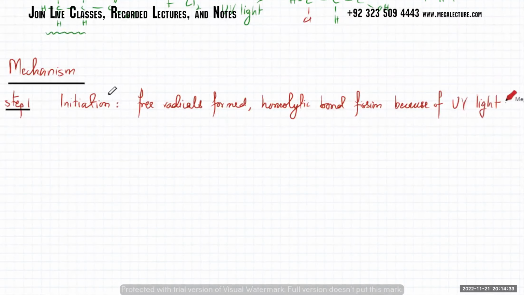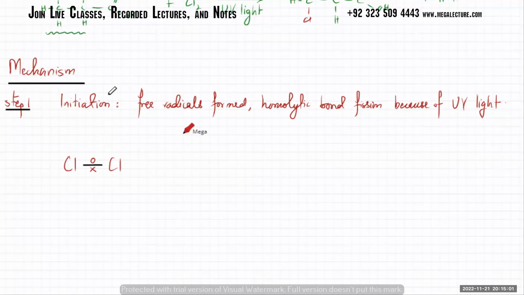Now, here's what you're going to draw. There's a Cl2 molecule, and this Cl2 molecule obviously has a bond. The 2 Cl atoms are bonded to each other. They're sharing 1 electron each in this bond. Now, when UV light falls on this, it provides the necessary activation energy that is required for bond breaking.